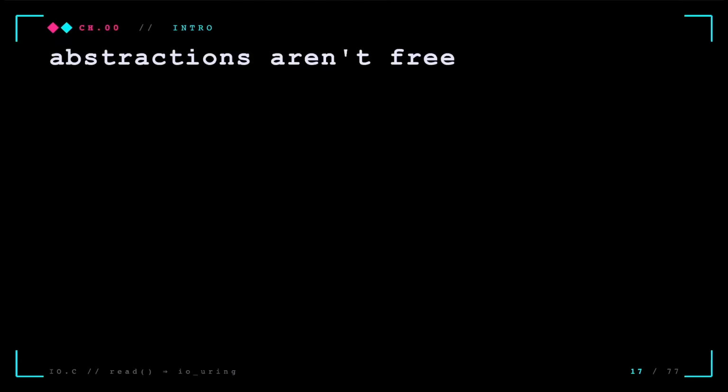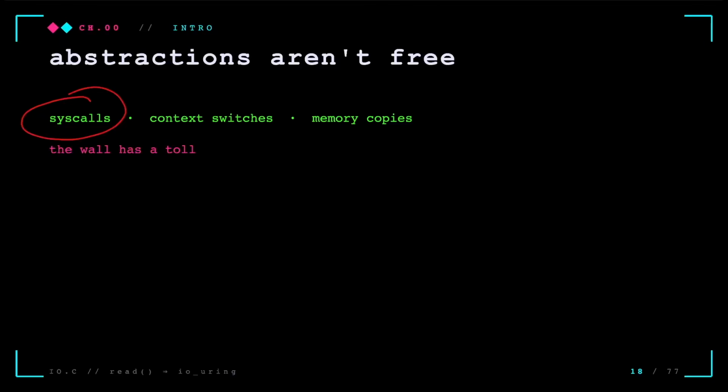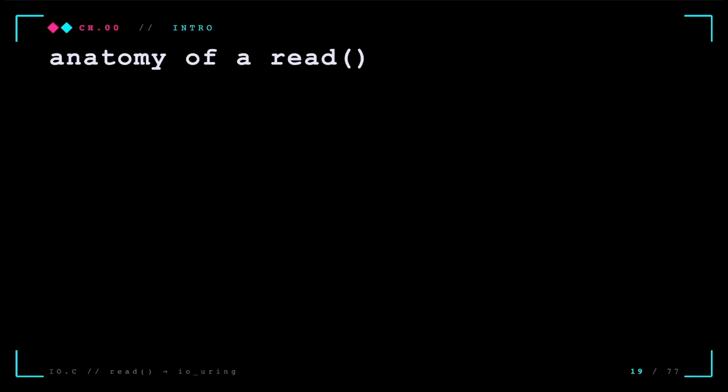All right, we already mentioned that abstractions aren't free, and that whenever we do a read or a write, we have syscalls. And system calls often have to switch context. Plus, there are memory copies, because we don't know how the operating system is handling memory. When I'm reading a buffer, am I getting it directly? Am I getting a copy? There is a lot going on under the hood. So let's see the anatomy of a read instruction.